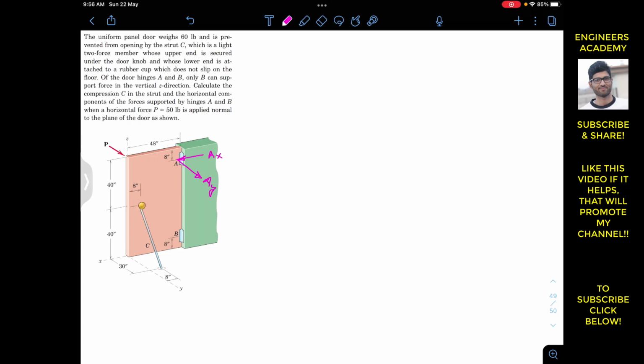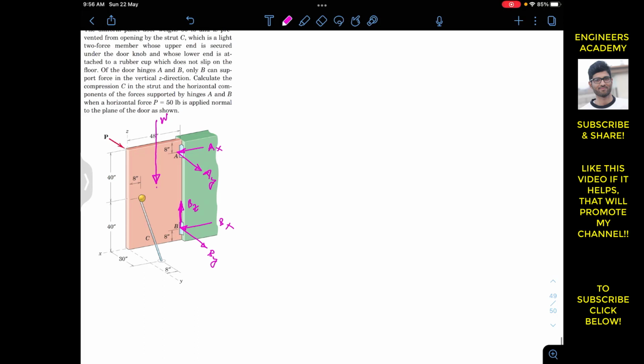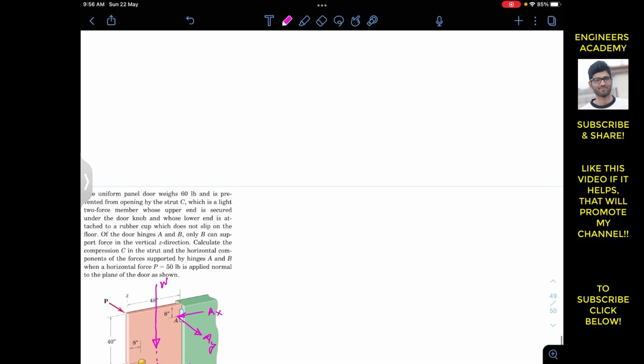So at B we will have BX, and we will have BY, let's say this is BY, and we will have BZ which is acting in the positive Z direction. Let's say this is BZ. And similarly the weight of the door must be acting at the geometric center of the door. So the line of action of the weight of the door is passing through the geometric center of the door.